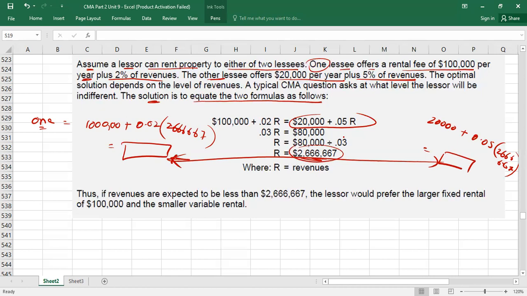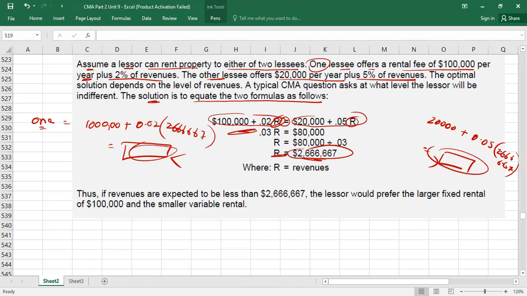Now, please remember: to calculate the indifference point, you simply equate the two sides of the equation. Write one equation equals the other equation and find the missing value, R. Here R is the value; it could be any other value. So here we got the R. It means if revenue is equal to this value, you will get the same rental income in option A and option B. So you are at the indifference point, because it doesn't matter whether you choose the first option or the second, since both produce the same results.